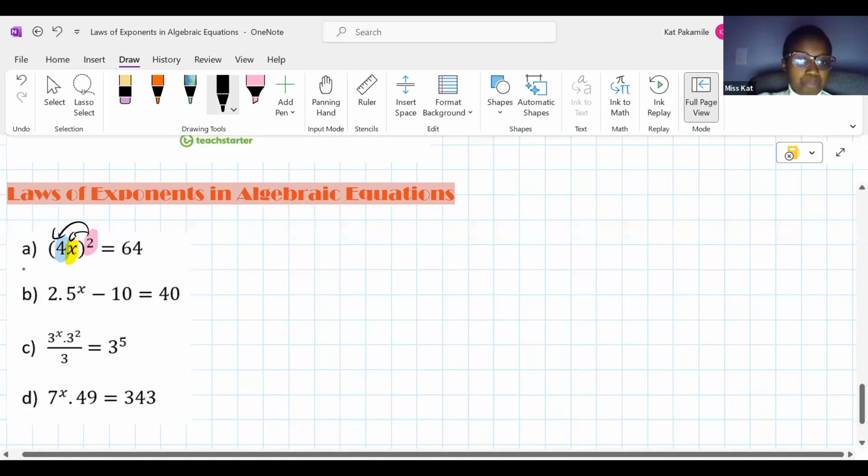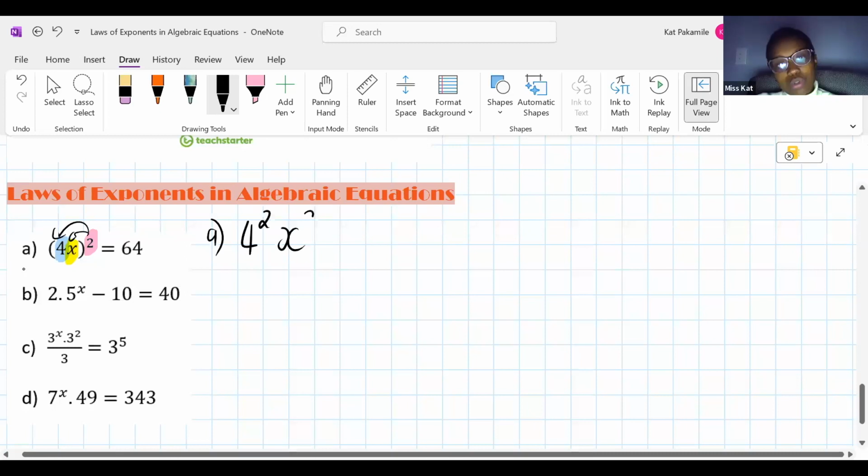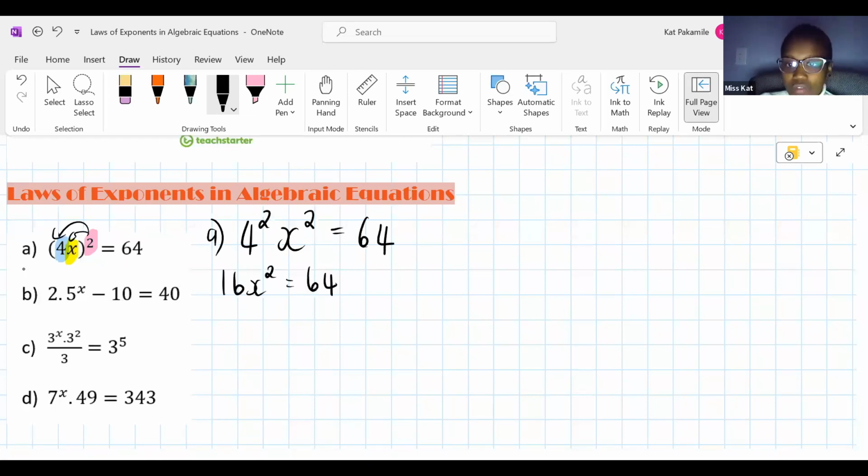We're going to distribute. So let me number that. 8. So 4 is going to get an exponent of 2, squared, and x is going to get an exponent of 2. And this is going to be equal to 64. So 4 squared is 16, x squared equals 64. Wonderful. Eddie, do you have the next step for us?